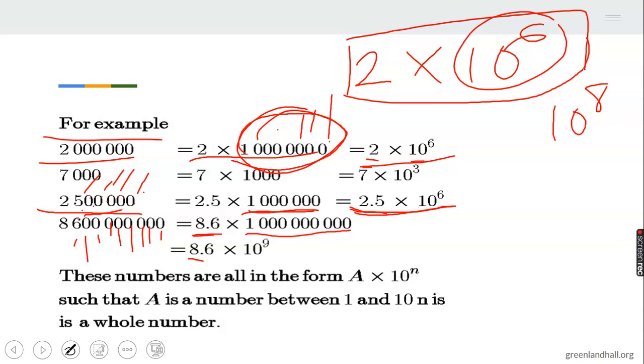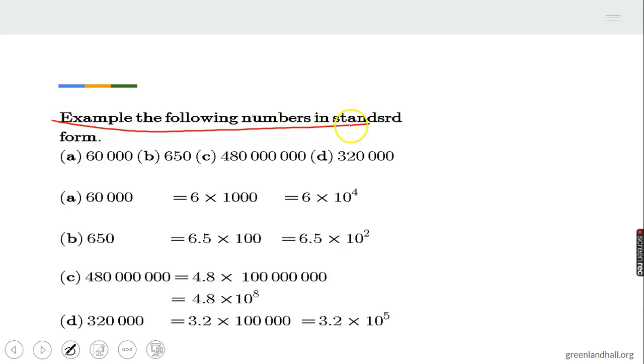These numbers are all in the form a times 10 raised to power n. A is a number between 1 and 10, and n is a whole number. Now, look at the example. Express the following numbers in standard form. You have to express this number in standard form. Look at, we have 60,000, 650, 480 million. We have 480 million. Then we have 320,000.